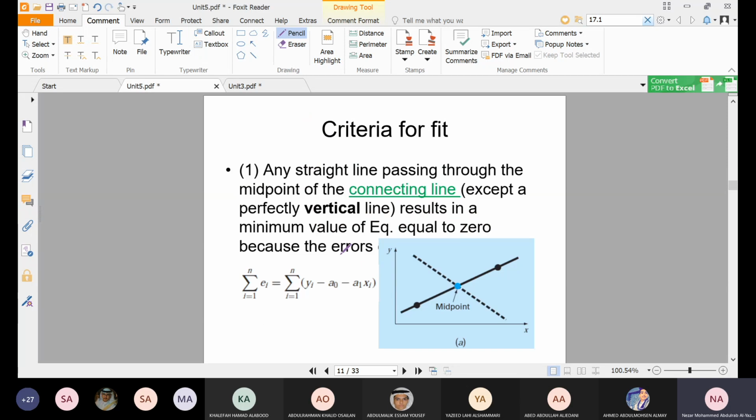Okay, so for example, if we have here any straight line passing through the midpoint of the connected line, except the perfectly vertical line, the result is we will minimize the equation. That means if we minimize the equation, we might find the best fit here. So this will cause an error. As we said, this will cause an error because we have a point located here, and we also have a point located here, for example. And if these points are located at the same distance, in this case, the effect of each will cancel.